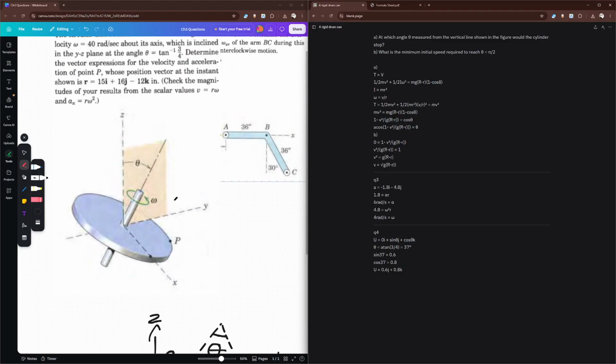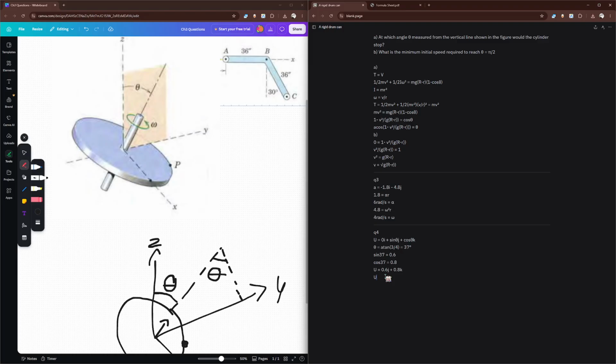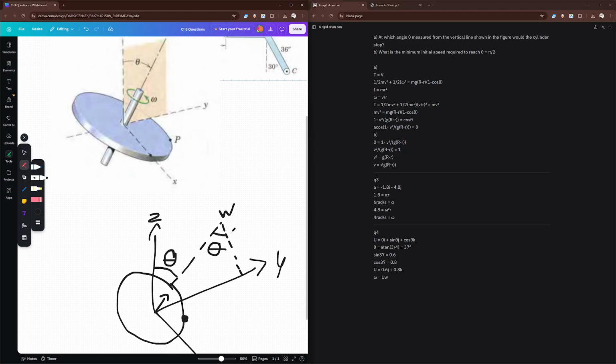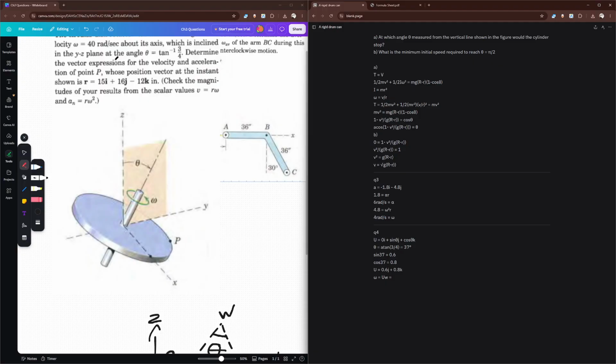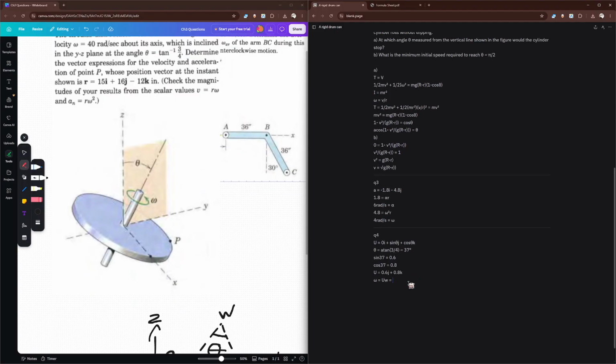Now that we have our unit vector, we can get the vector for the angular velocity. To do that, we just go u times omega. I'm going to change this into a lowercase w, and I'll write that here, to denote that this is not the vector, and this omega is the vector. So it's 40 radians per second. 40 times 0.6 and 40 times 0.8, we get that it's equal to 24j plus 32k, and this is in radians per second.